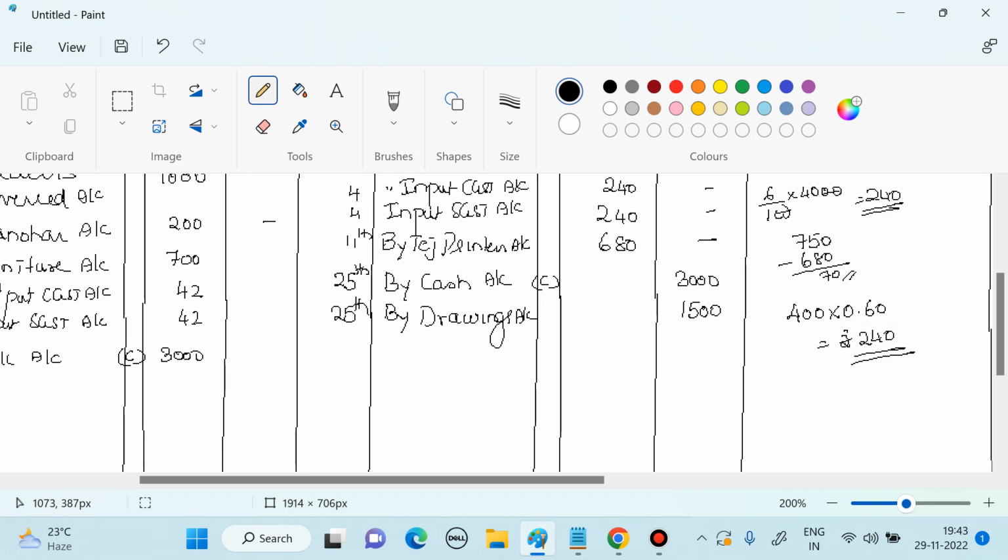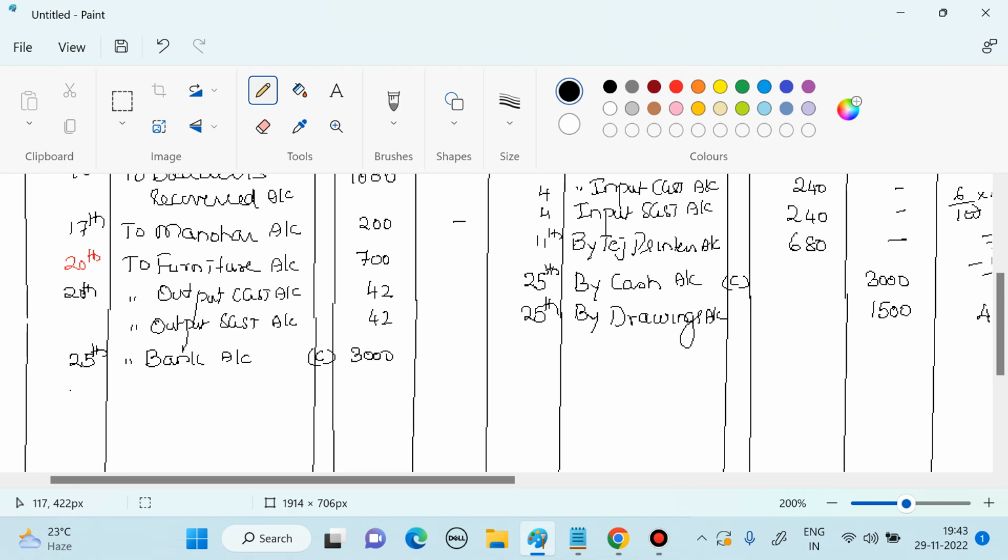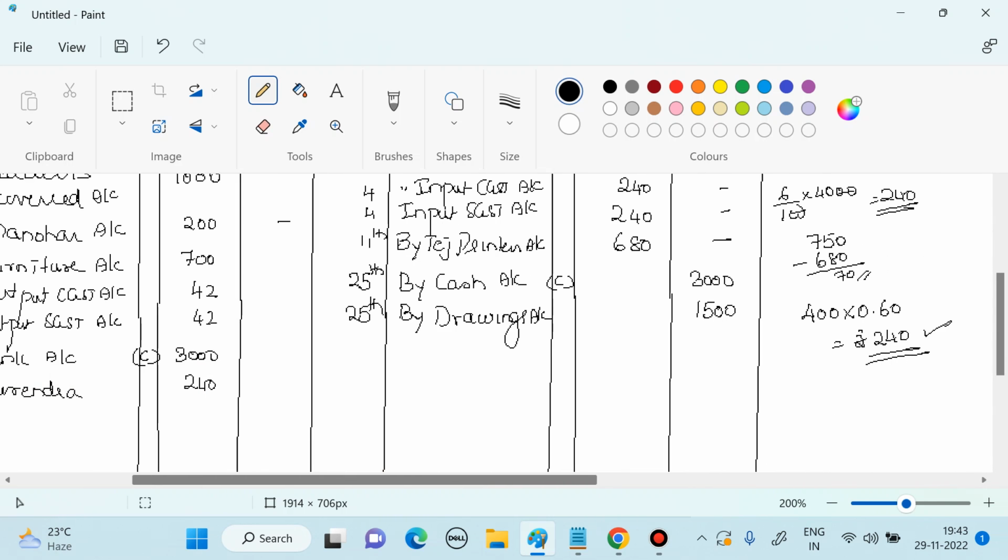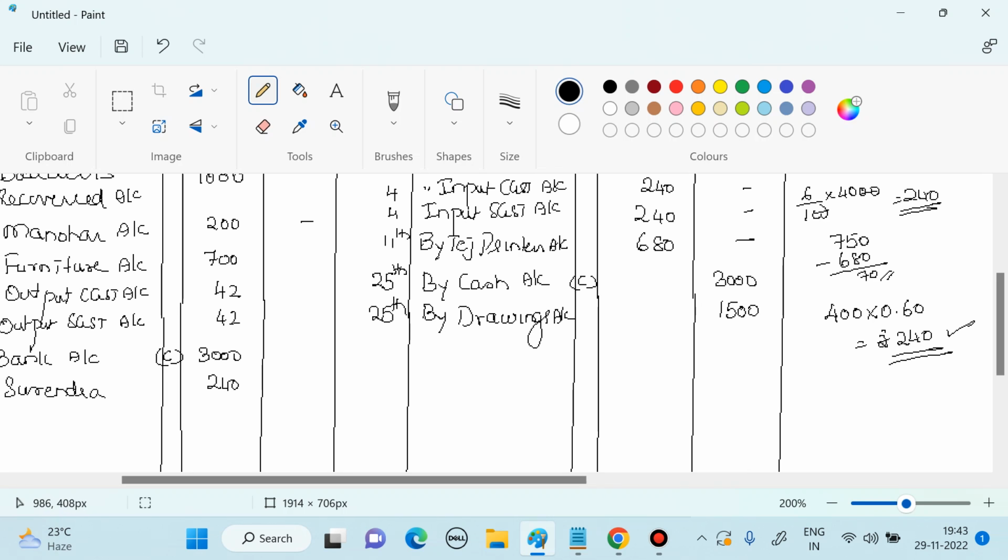So from Surinder, how much is going to be received? 240 rupees because he's become bankrupt. Got it? So this is being received, 240. So on the receipt side, write to Surinder 240. Now out of 400, 240 is received. So what is the balance amount? 160 rupees. This is not receivable because he became bankrupt. He's not going to pay it. So this is nothing but a bad debt.